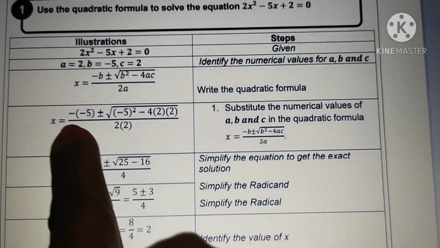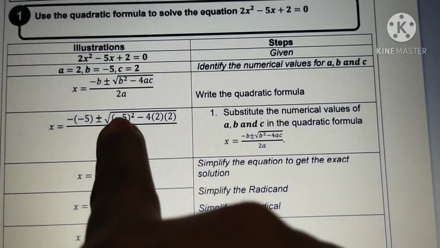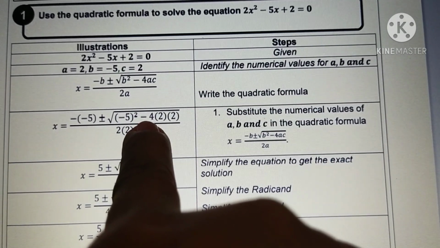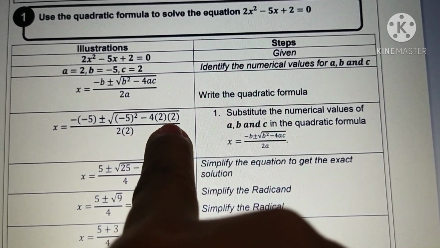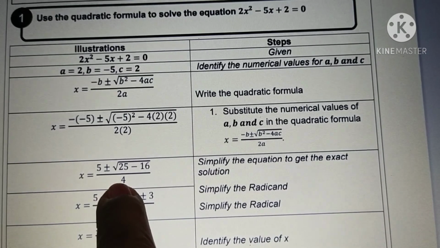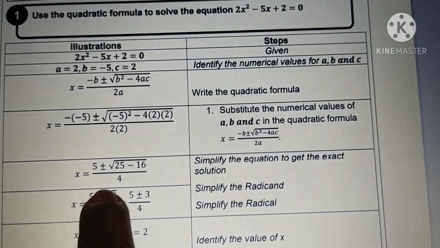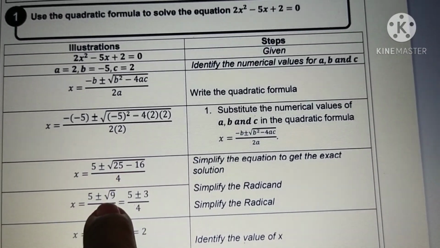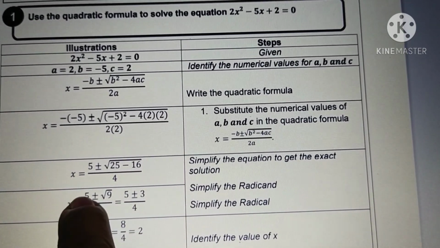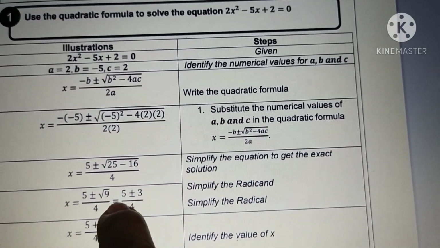Next. Negative times negative is positive 5. Plus and minus, negative 5 times negative 5 is positive 25. We have here 4 times 2 times 2 is 16. That's why we have minus 16, all over 2 times 2 is 4. So next, rewrite natin: 5 plus and minus, 25 minus 16 is the square root of 9, may square root pa yan, over 4. Then 5 plus and minus, the square root of 9 is 3, all over 4.